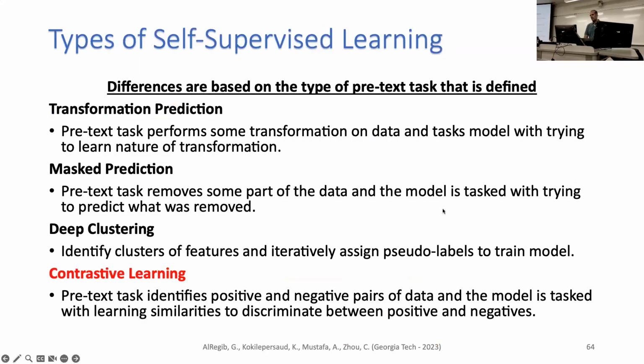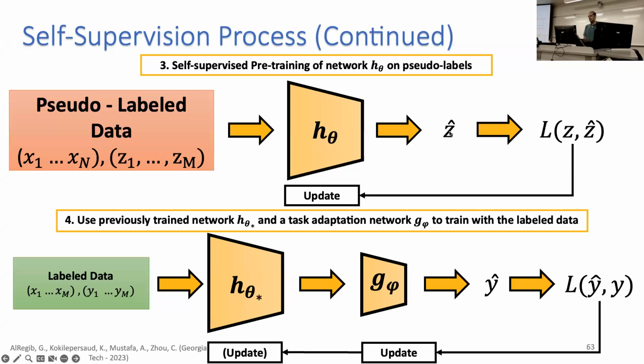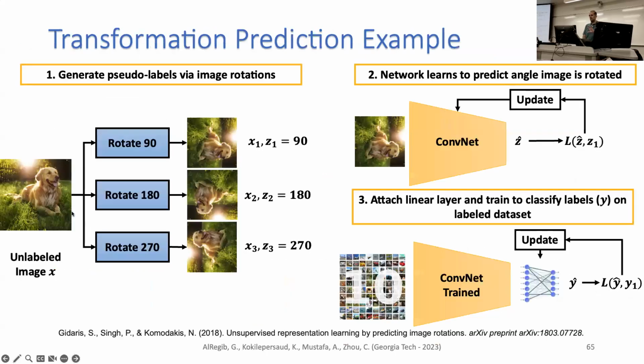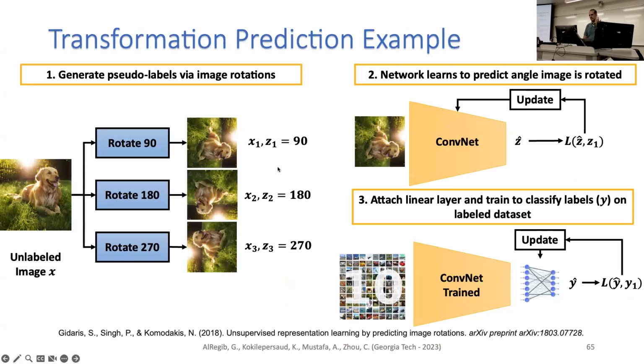So now, what are the different pretext tasks? We have transformation prediction, mask prediction, deep clustering, and contrastive learning. We'll very quickly have examples for each one. In a transformation prediction example, from the literature, your pseudo labels are how much rotation you apply to the image. In step number 3, you take the image, you rotate it, so now you have pseudo labels, because you know exactly how much rotation you did. Then the edge can predict the rotation angles. That becomes the pretext task.